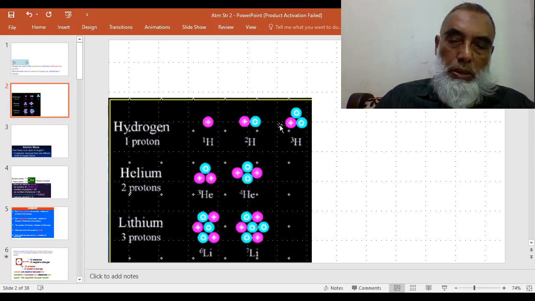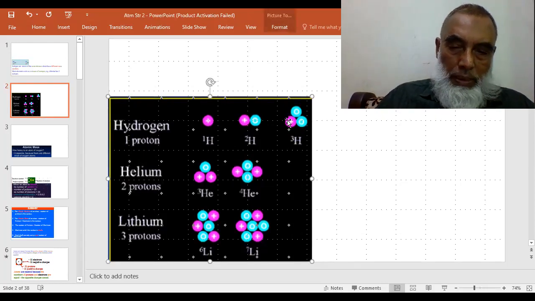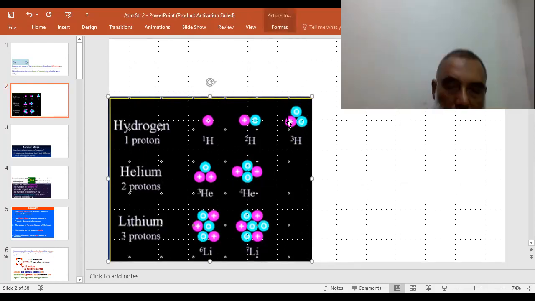The number of protons is the same in every case, but the number of neutrons differs, from 1 to 2, 3, and thus their atomic mass is changed. Helium exists in 2 isotopic forms. Lithium exists in 2 isotopic forms. In this case, there are 3 protons and 3 neutrons, and here there are 3 protons and 4 neutrons. In helium, there are 2 protons, 1 neutron, and here 2 protons, 2 neutrons. It's 4.